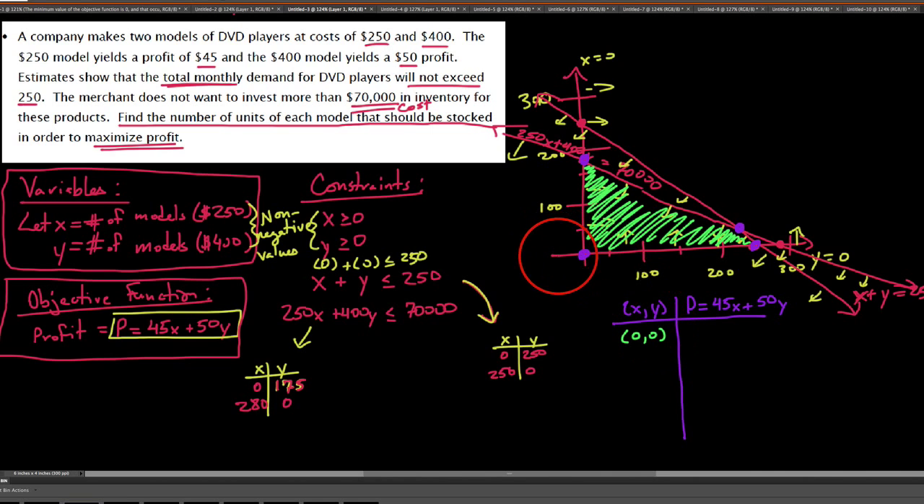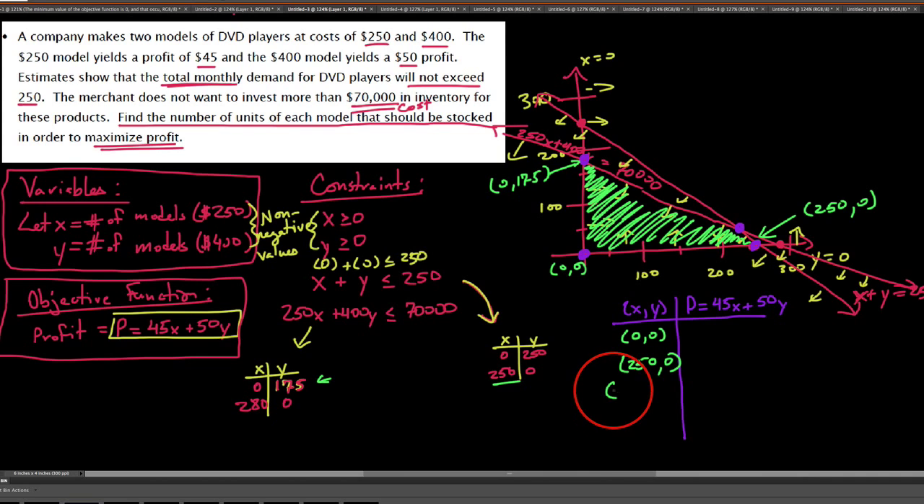We have 0, 0. We also know this one right here, just due to an intercept, was 250, comma 0. Up here we knew this was an intercept. This was our 0, comma 175, just because it was an intercept we saw over here. So I'm going to put these in here. We have 250, comma 0, and then I have 0, comma 175.